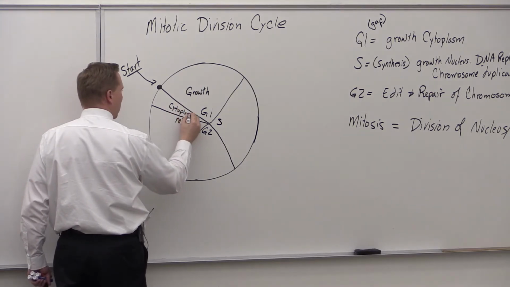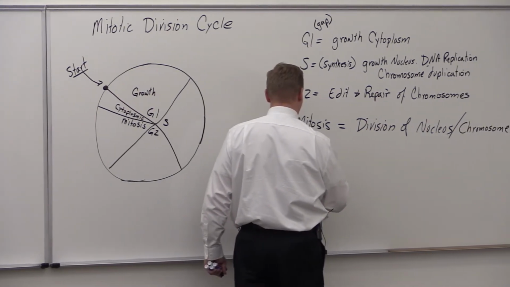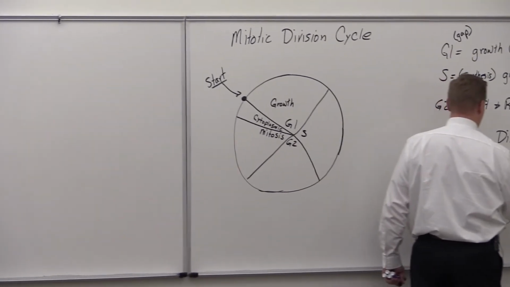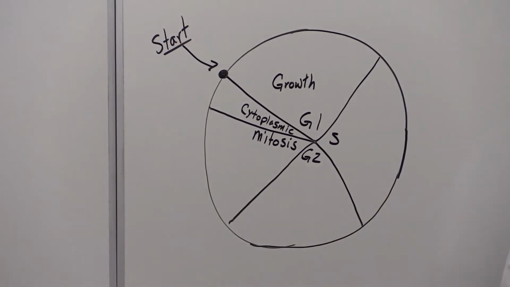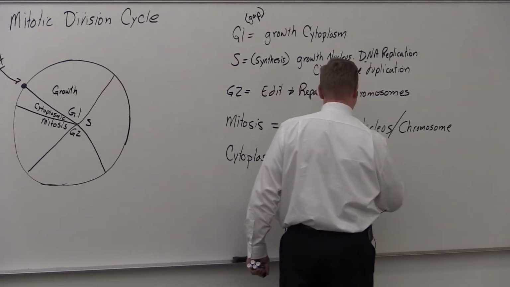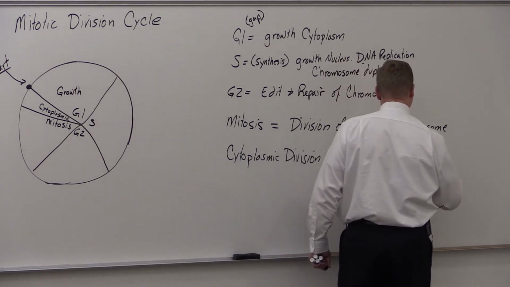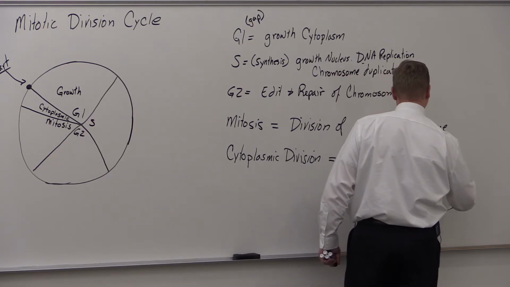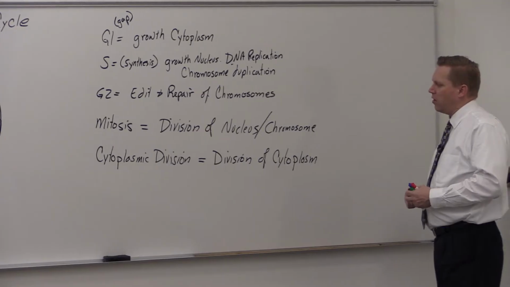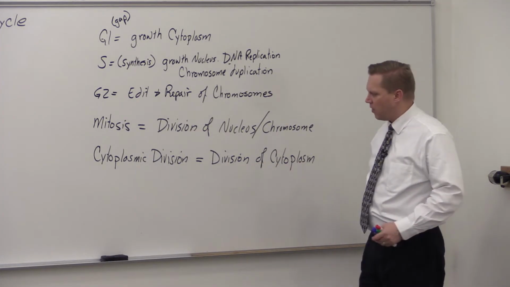Cytoplasmic division. We'll write that up here. Cytoplasmic division. And so this is going to be the division of the cytoplasm. Of all those parts, the mitochondria, the rough ER, smooth ER, all the proteins that are in the cytosol, that's going to be divided during cytoplasmic division.